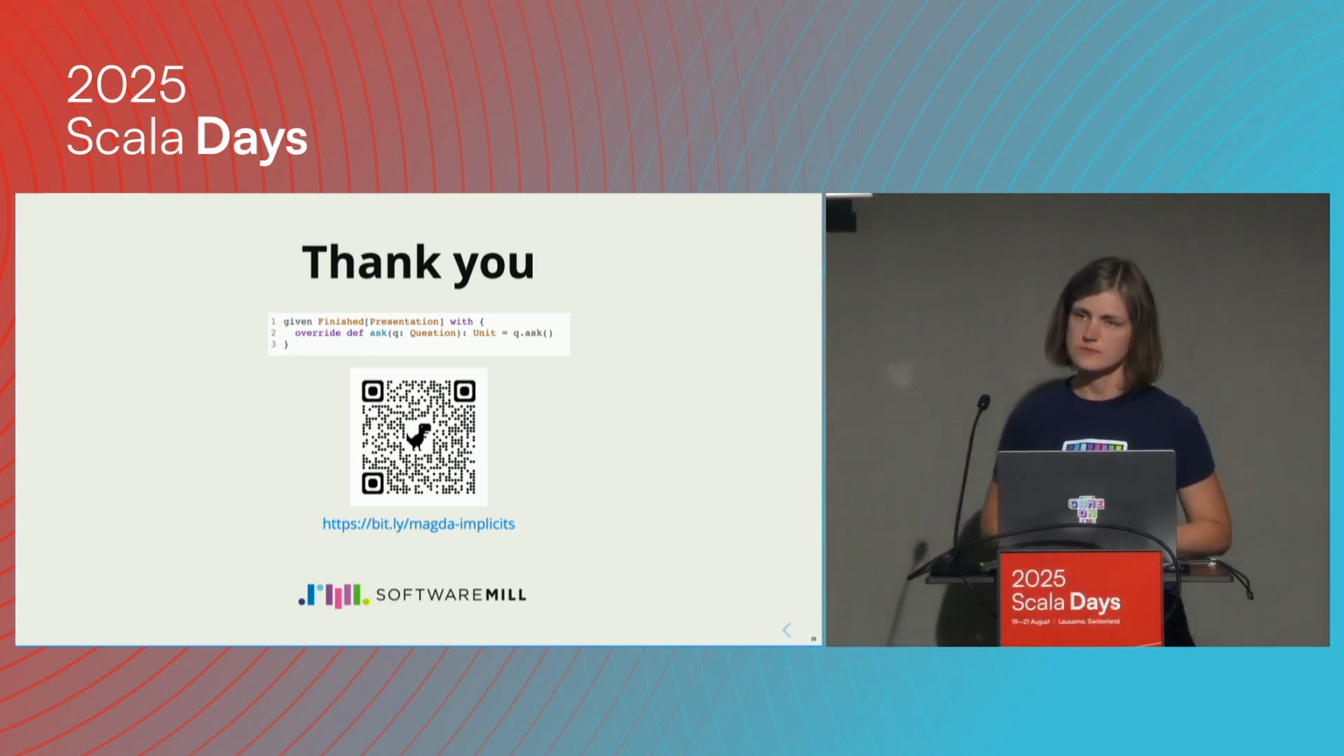Hello. Thank you for the presentation. One question. Martin, in his keynote, said that there is some adjustment of the implicit scope search in Scala 3. Can you say something about that?